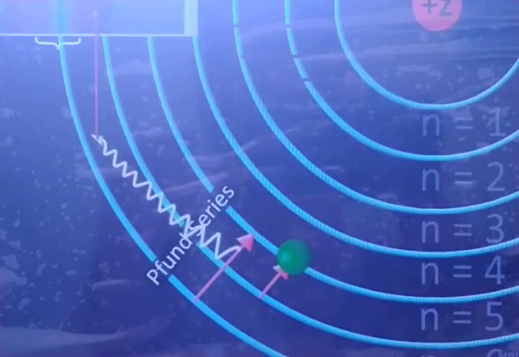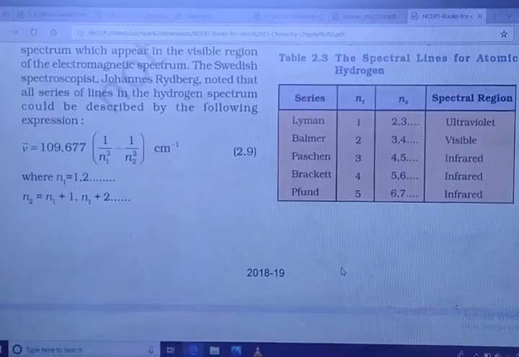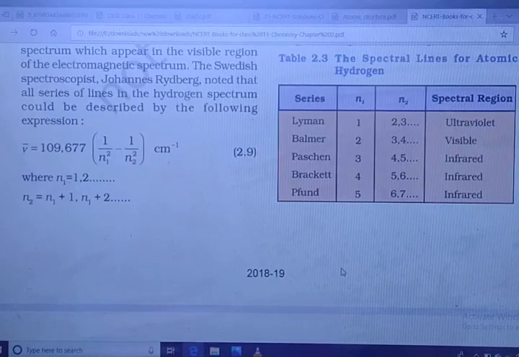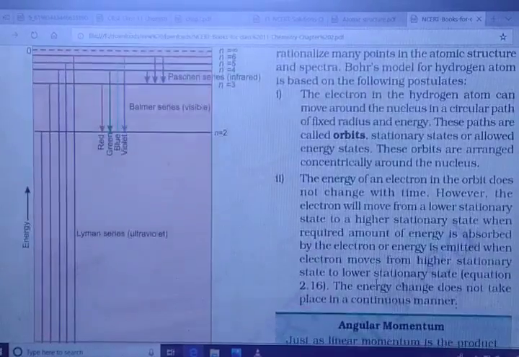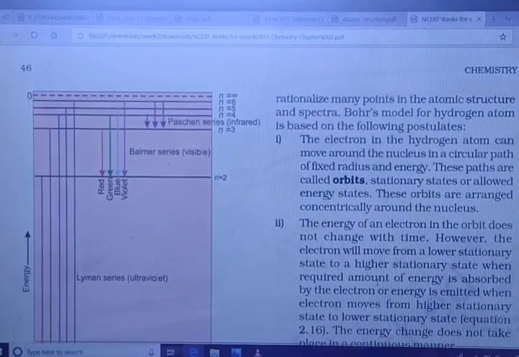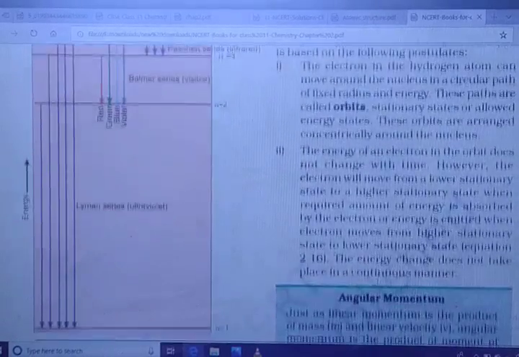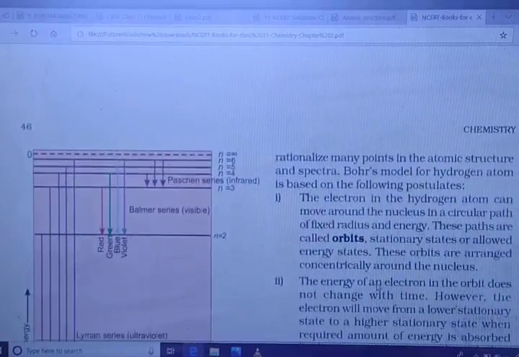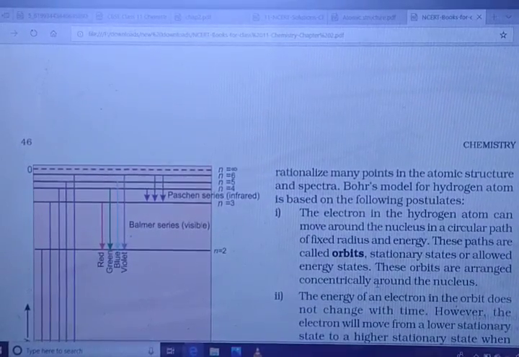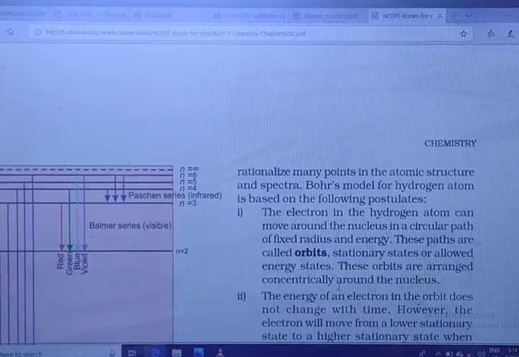So after understanding this concept, you can see what the value of n1 and the value of n2 will be. Here there is a diagram. As in the animated video I showed you, similarly here they have represented the Lyman series, Balmer series, Paschen series, Brackett series and Pfund series. So this rationalizes many points in atomic structure and spectra.